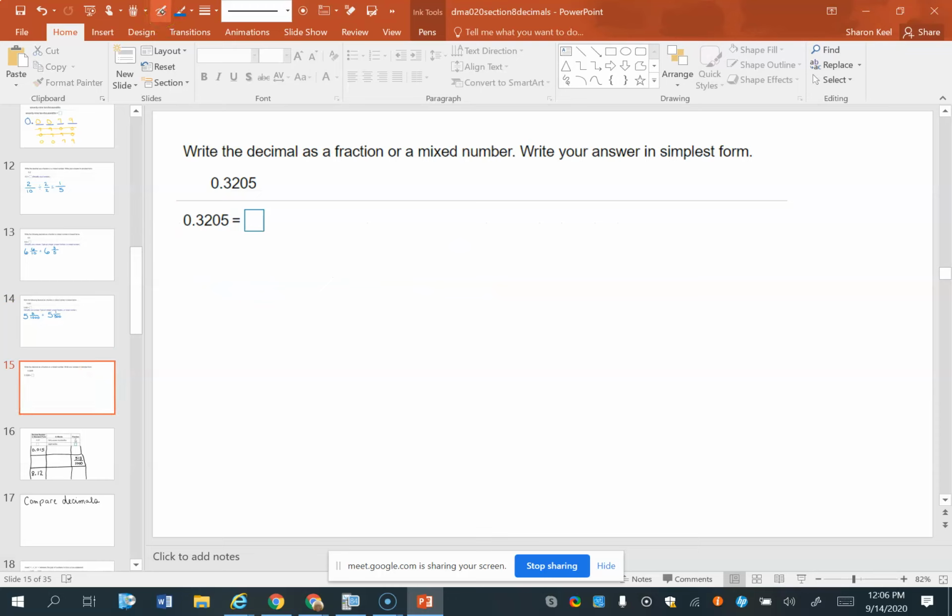Again, write this decimal as a fraction or mixed number. So this will be a fraction. There is no whole number at the beginning. We have 3,205 over, the place value is tenths, hundredths, thousandths, 10,000ths. If you're doing this longhand, they're both divisible by 5. You could reduce it that way.